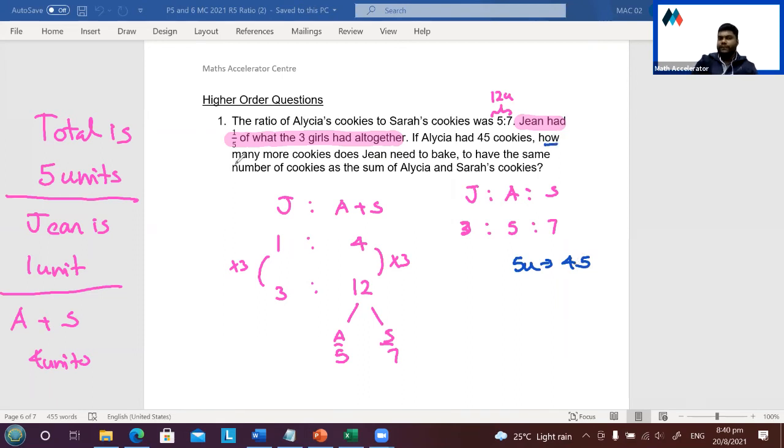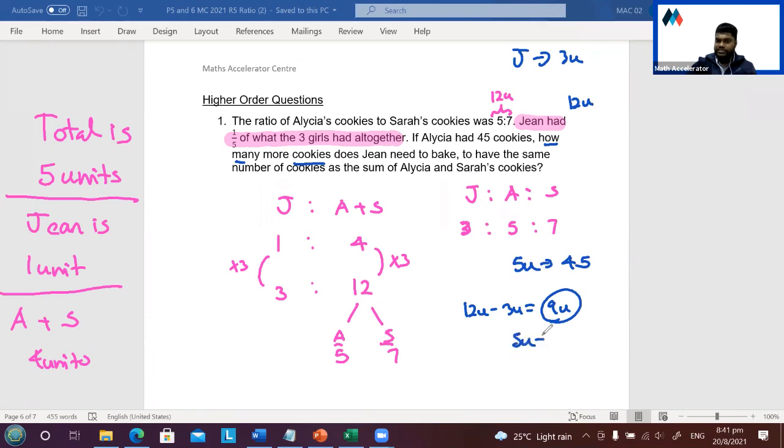How many more cookies does Jean need to bake to have the same number of cookies as the sum of Alicia and Sarah, which means Jean now sits at 3 units? Jean now sits at 3 units. They're asking how many more units is required to reach up to 12 units. So first you take 12 units minus 3 units. This is 9 units. So by finding out the 9 units, you find out the answer.